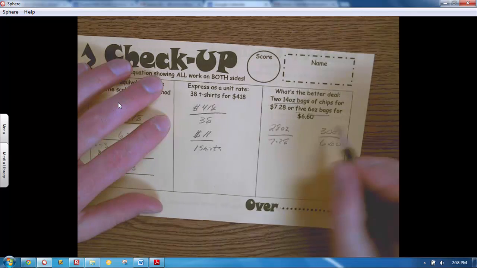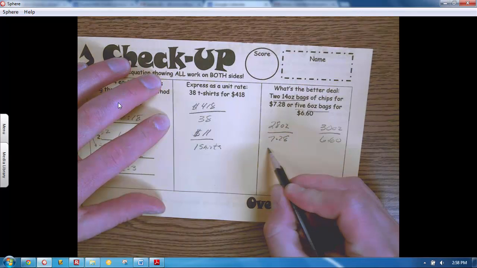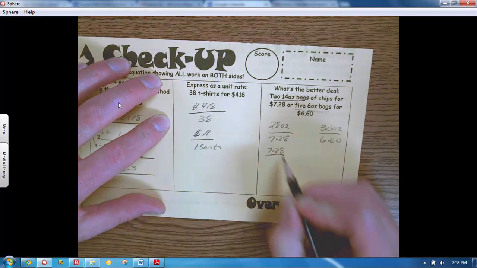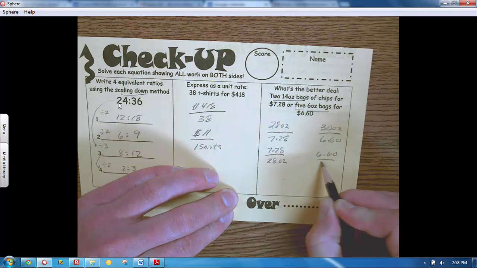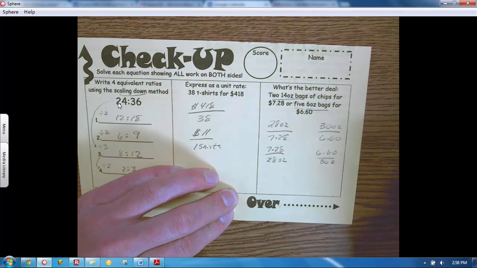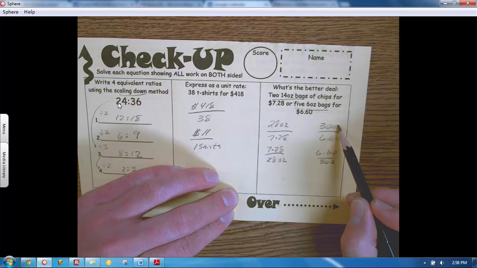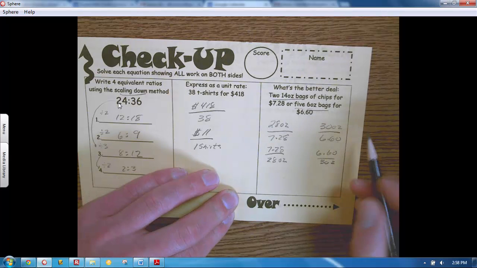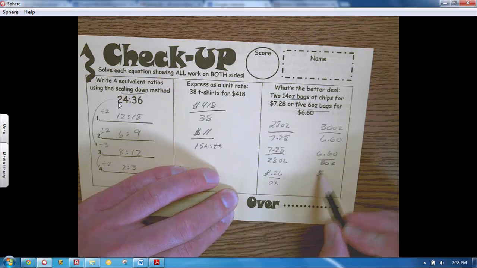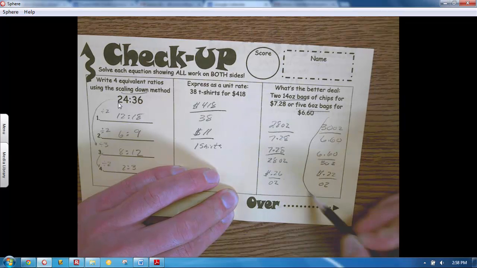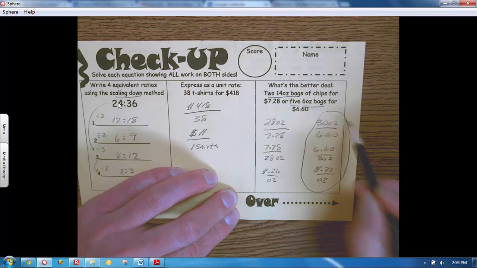Normally when we do unit rates or better buy, we want to put the money on top. So if we do $7.28 over 28 ounces and then $6.60 over 30 ounces, we can actually see right now we're getting more ounces for less money here, but we'll figure it out just the same. This gets me 26 cents per ounce, and this brand is 22 cents per ounce. So this guy here would be our better deal.